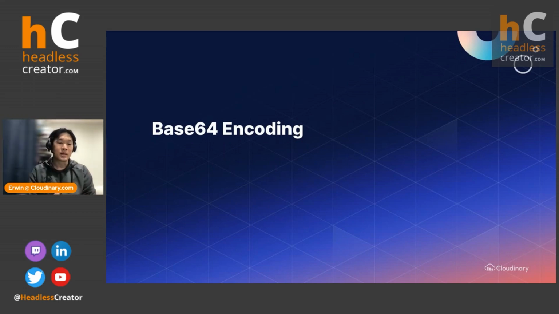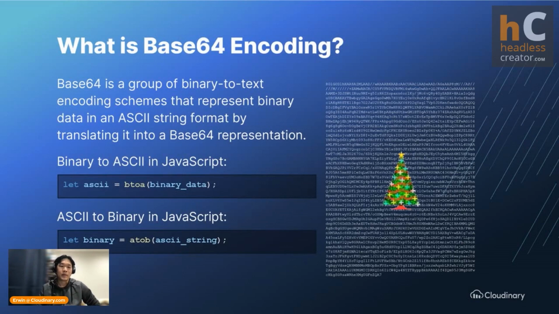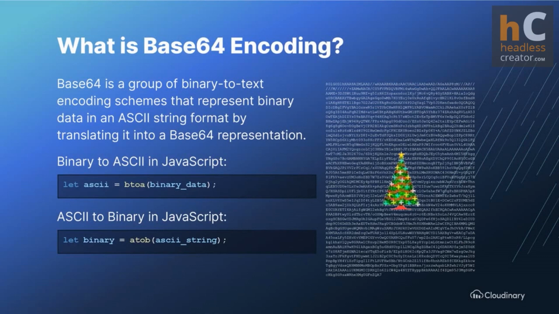All right, so next, we are going to cover base64 encoding. Base64 is a group of binary-to-text encoding schemes that represents binary data in a plain text format by translating it into a base64 representation. Here are examples of how you can convert from binary to base64 ASCII with btoa, which stands for binary to ASCII, or the other way around, from base64 ASCII to binary, with atob.